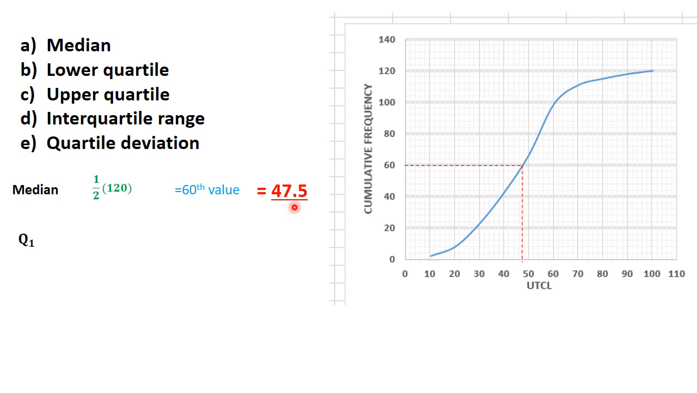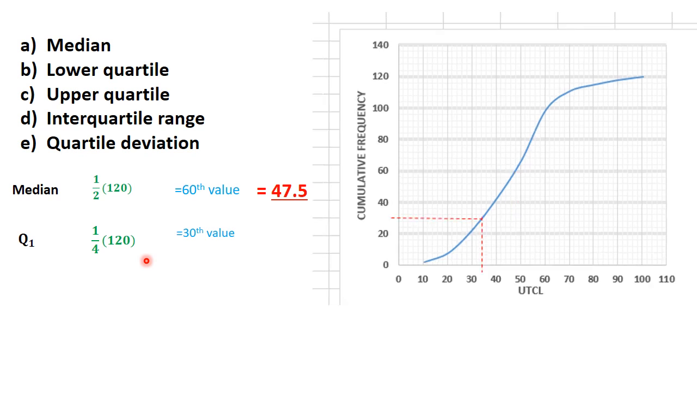The lower quartile, normally called Q1 in mathematics, involves dividing the data into quarters. So we have the first quarter, second quarter, third quarter, and the last part. The second quarter, which is what we've just obtained, is the median. The first quarter is just 1/4 of 120, which is the 30th value. So the first quarter will be 30, the second 60, the third 90, and the last one 120.